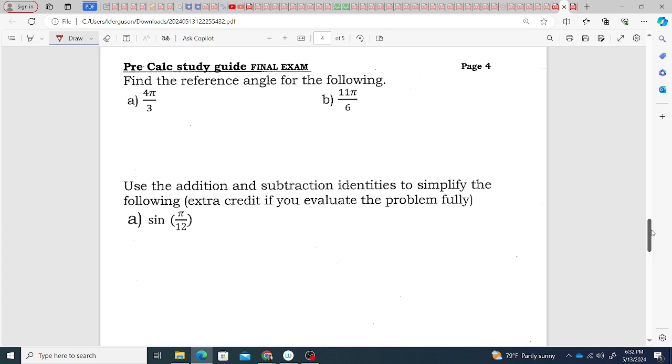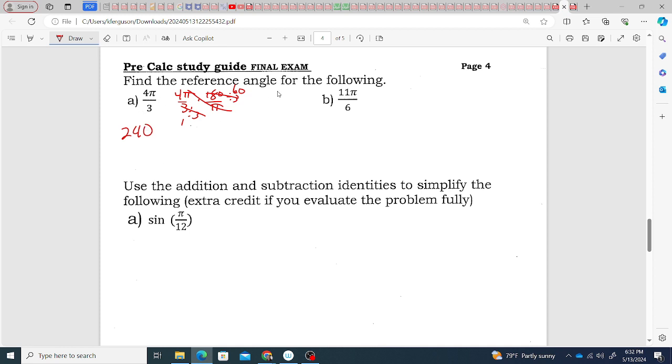Okay, calculate the reference angle. 4 pi over 3. 4 pi over 3, that is 240. How'd I get it so fast? Chart. So let's do it the old-fashioned way. 4 pi over 3 times 180 over pi. The pi's cancel off. So I divide the top and the bottom by 3. That's 1. That's 60. 4 times 60 is 240.